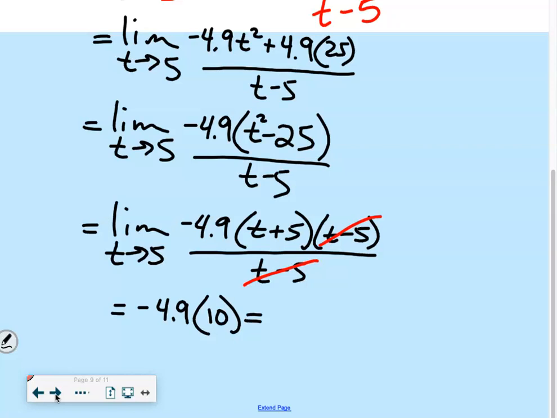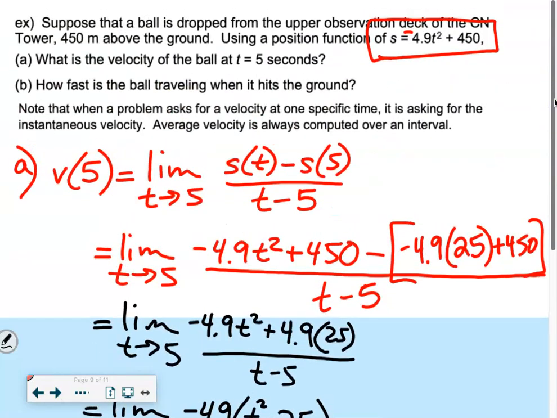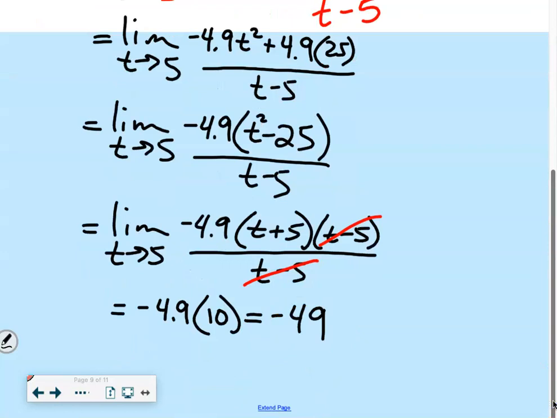What's negative 4.9 times 10? Negative 49. No, we don't need no stinking calculators. Okay, so we've got negative 49. We need units. What was the position? What were these s's measured in? Meters. What was the time measured in? Seconds. So our units are meters per second. All right, that's part A.